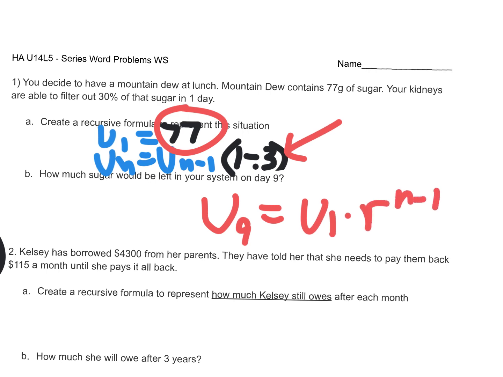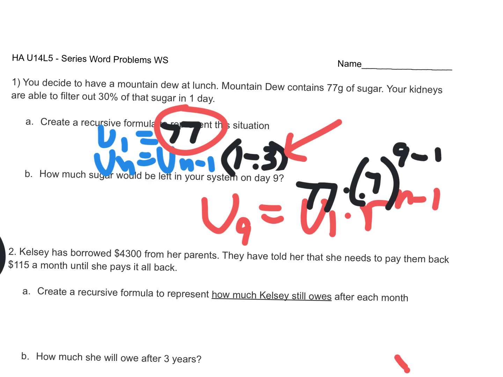Now, first challenge, what formula do I use? Second challenge, what number should I stick in the formula? Third challenge, can I put it in the calculator? All right, so U1 is 77, that's pretty easy. Times R, that's 0.7, or 1 minus 0.3, to the n minus 1. Ooh, the n, that's always one of the hardest ones. What was the number we cared about? The 9th day. So 9 minus 1.